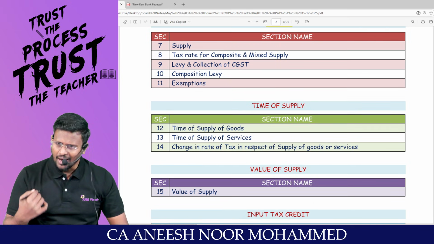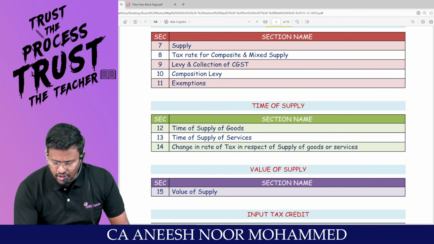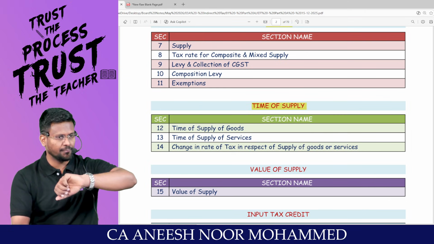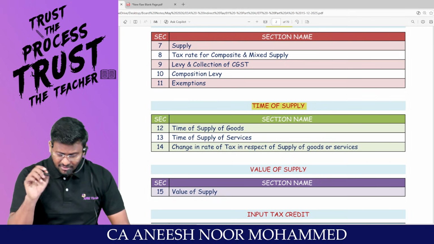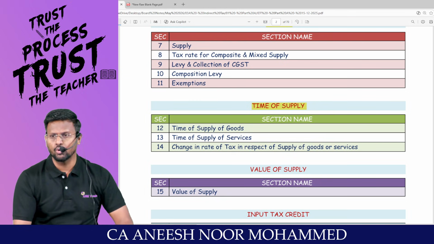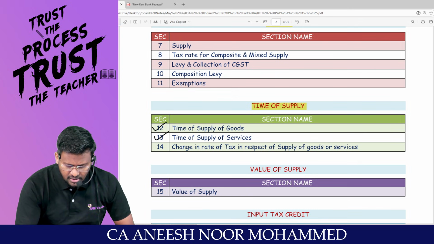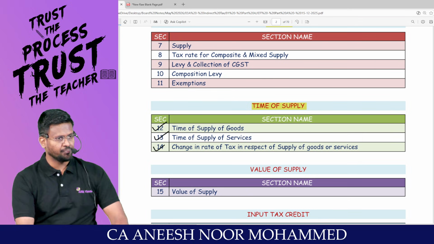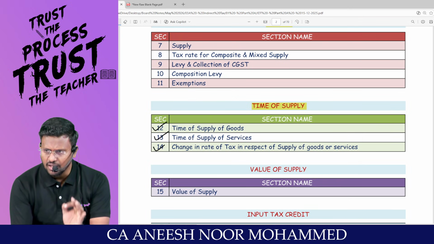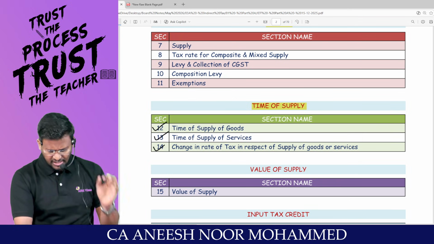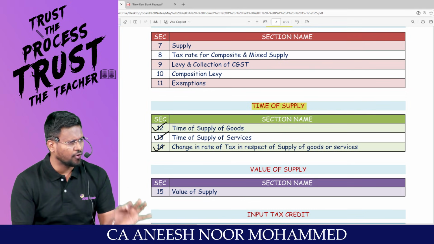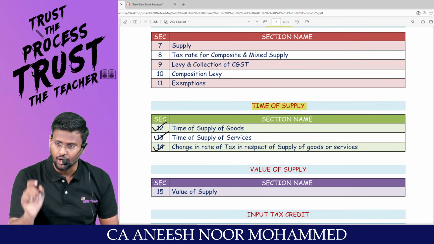Are you all really with me? Sir, when I am liable to pay GST, that's what? Time of supply. There are 3 sections which are talking about time of supply: Section 12, Section 13, Section 14. Section 12, time of supply of goods.